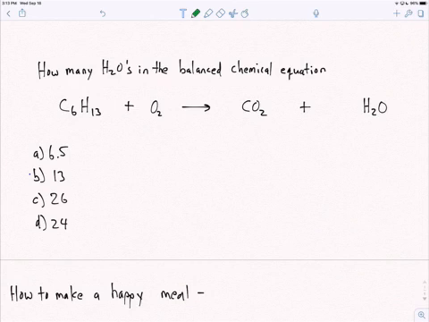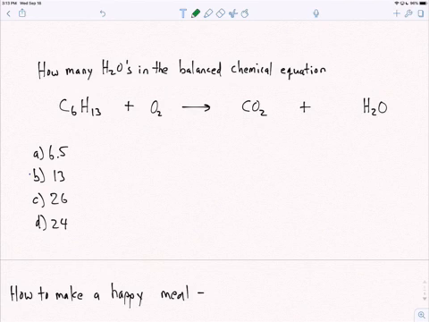You have to find the least common multiple. So 26 is the least common multiple. So now you multiply this side by 2, and this side is 13.